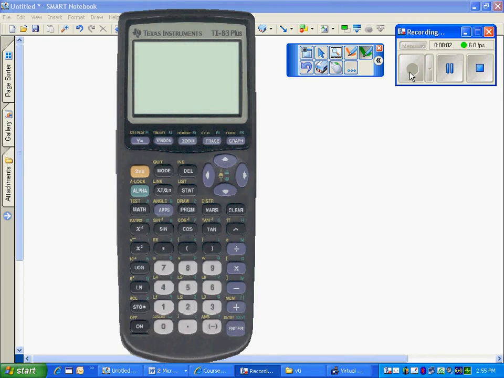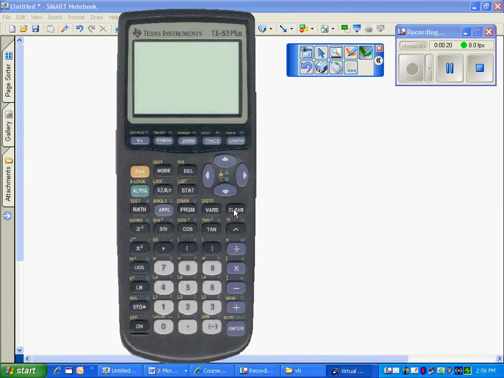This last lecture in Chapter 5 is using the TI-83 to calculate measures of center and measures of variation. Again, you don't need to own one of these. You can always use the internet. But if you have one of these calculators, first of all, we're going to turn it on. I always like to clear out my screen.